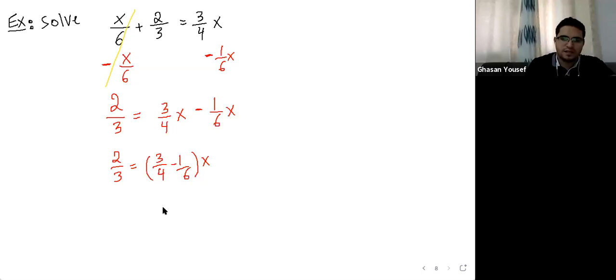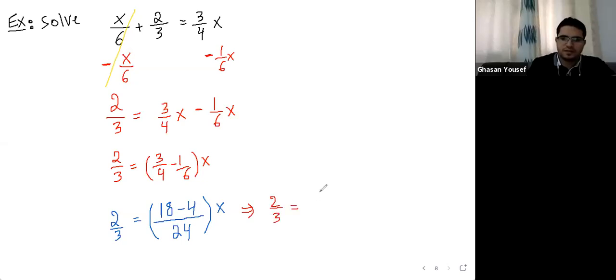So 3 times 6 gives me 18. 4 times minus 1 is minus 4, over 4 times 6 is 24, times x equals 2 over 3. Now let's simplify inside the parentheses. So here I get 2 over 3 equals 18 minus 4 is 14, 14 over 24 times x.